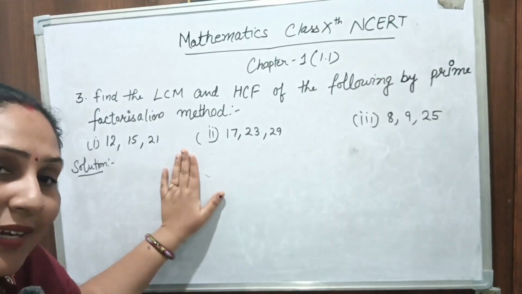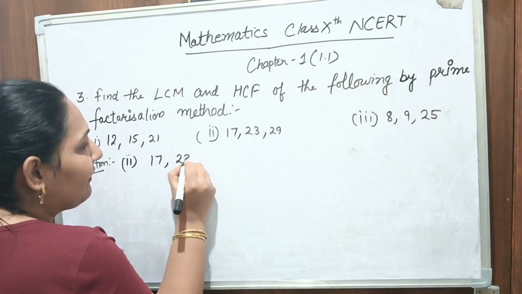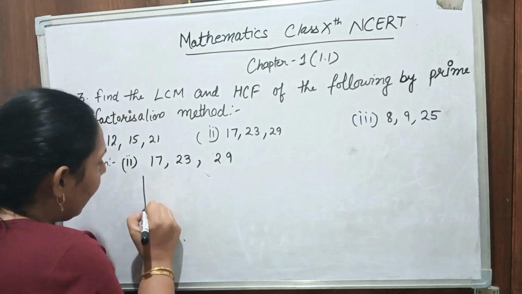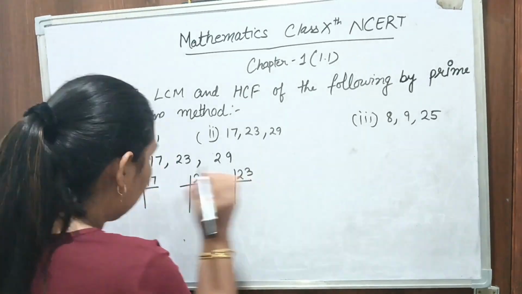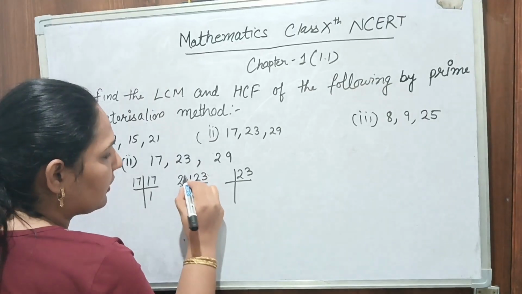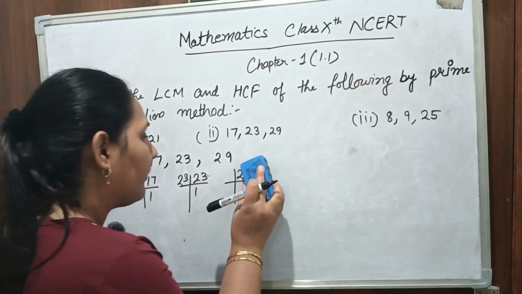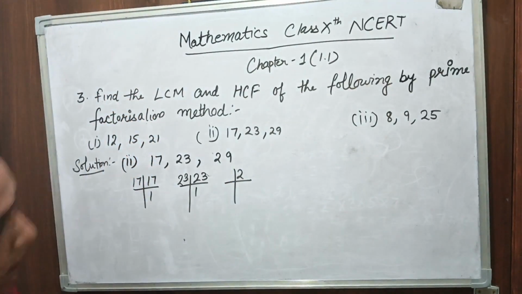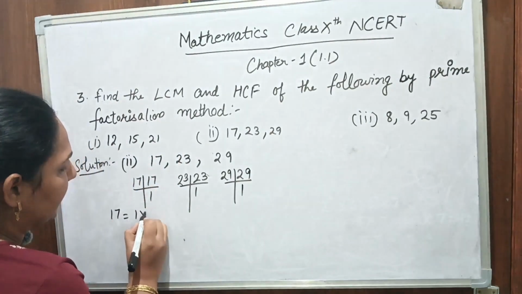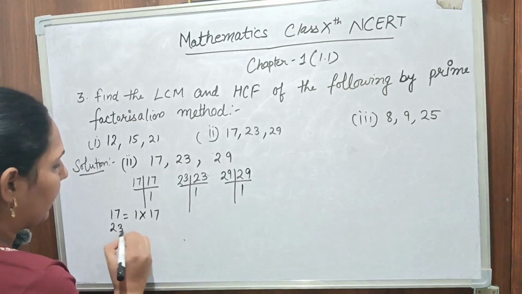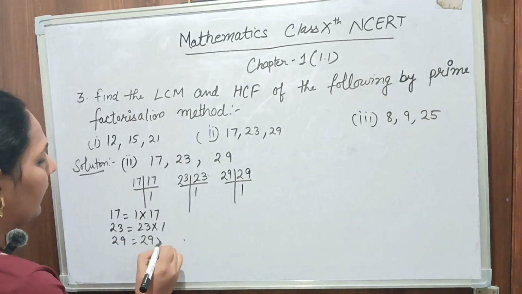Students, now we will solve part number 2. In this, we have to find the prime factors of 17, 23 and 29. As you know, these are prime numbers in themselves. So 17 ones are 17, 23 ones are 23 and 29 ones are 29. So prime factor of 17 is 1 multiply 17. Prime factor of 23 is 23 multiply 1. And 29 is 29 multiply 1.